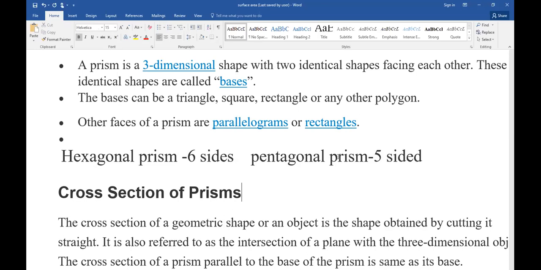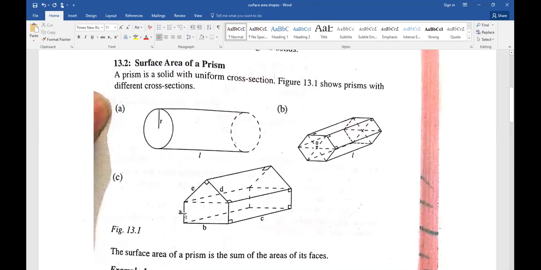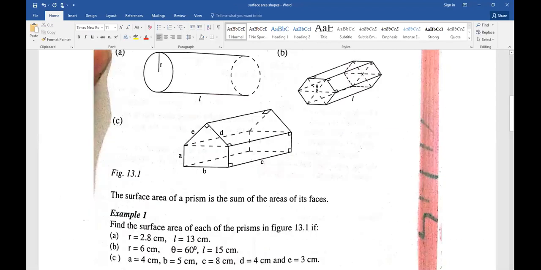So how do we find the surface area of these prisms? Now, surface area means that every face of these prisms that can be seen is what we are going to be finding. For example, below here we have been given measurements. In B, we are told that radius is equal to 6 centimeters. Theta, you can see the angle theta here. So radius is the distance from here to here. That's what we call the radius.